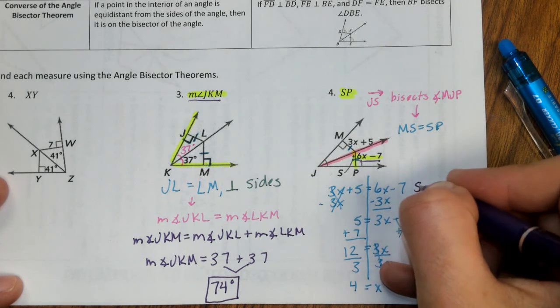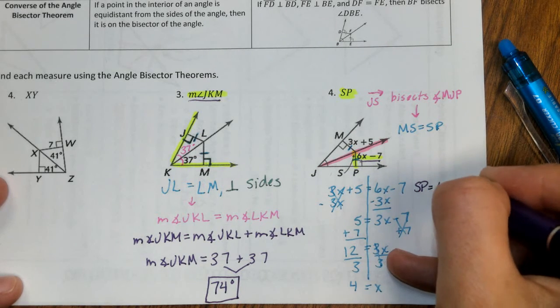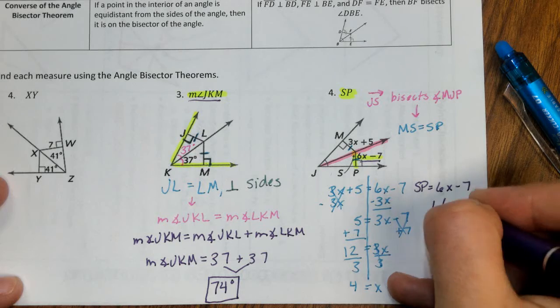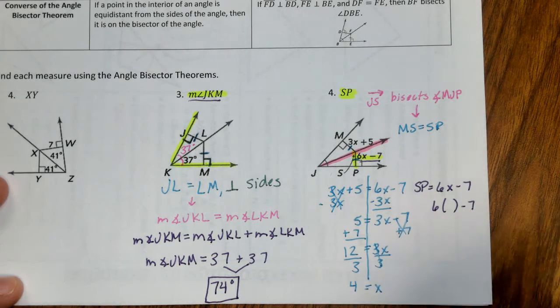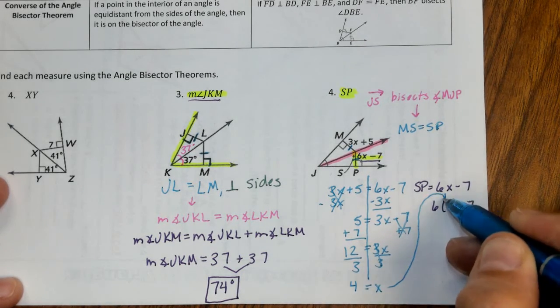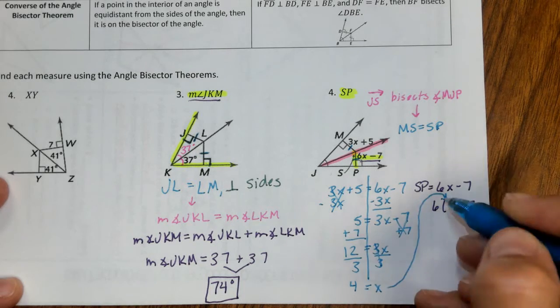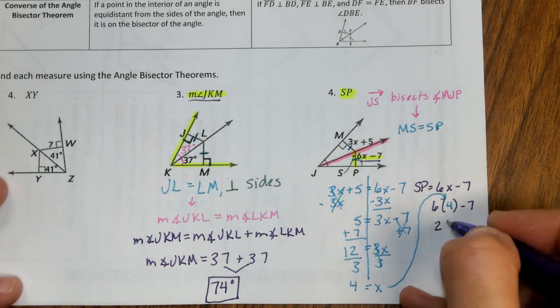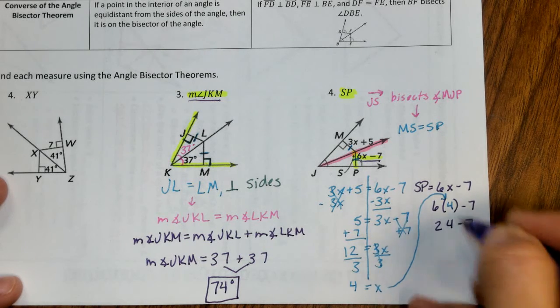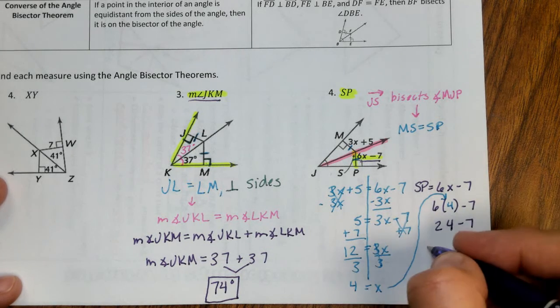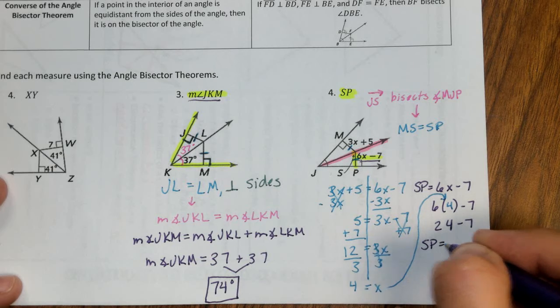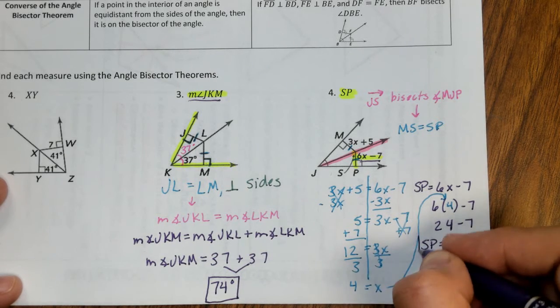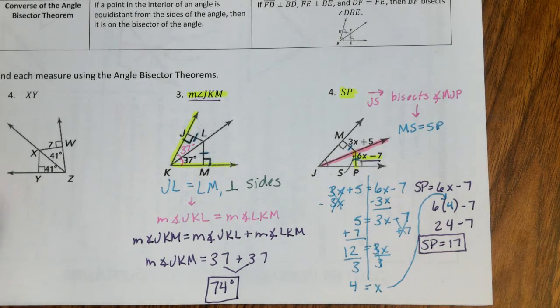So here, SP is equal to 6x minus 7. Remove x, and we're going to put in 4. And whether you want to do baby steps or all at one time, here I'm just going to do the baby steps. 6 times 4 gives me 24 minus the 7. And then once we subtract that, SP is going to equal 17.